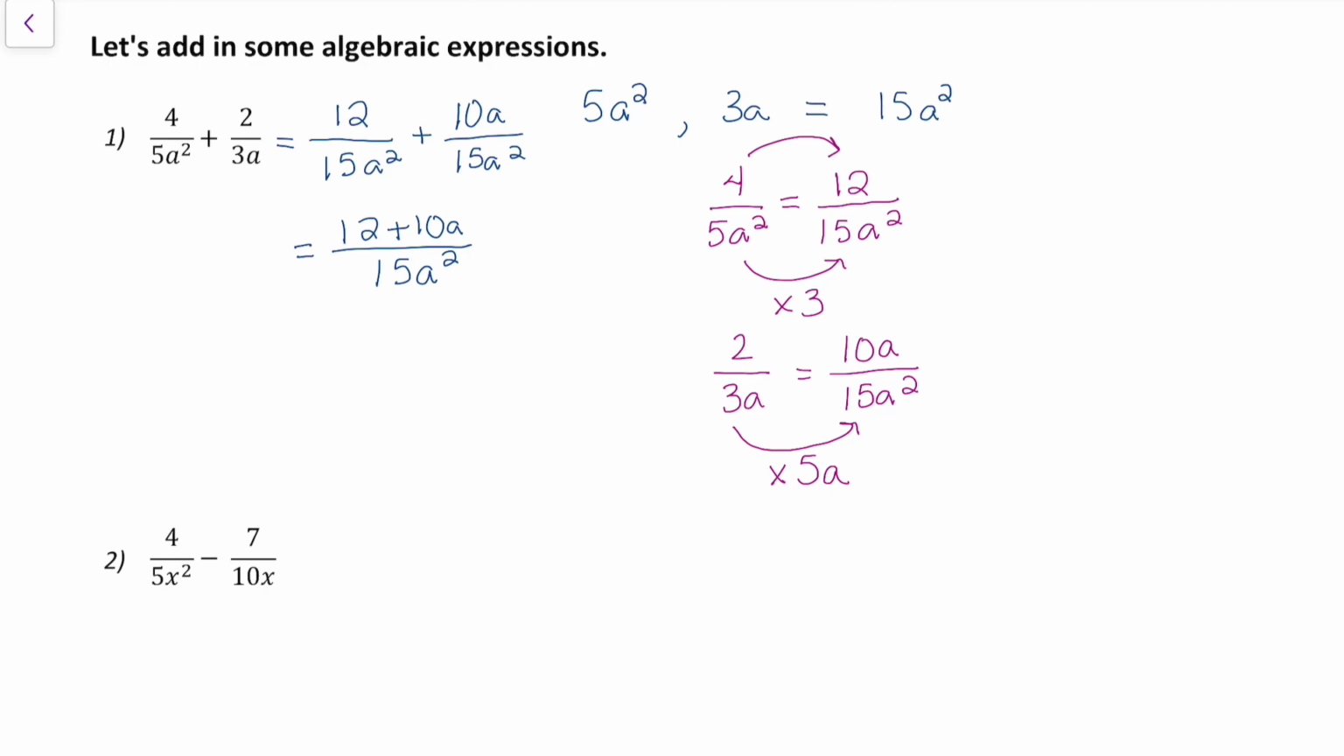I also don't have a number that's common between 12, 10, and 15. So there's no number I can divide each of those by in order to simplify it. So this is as simple as I can make it.